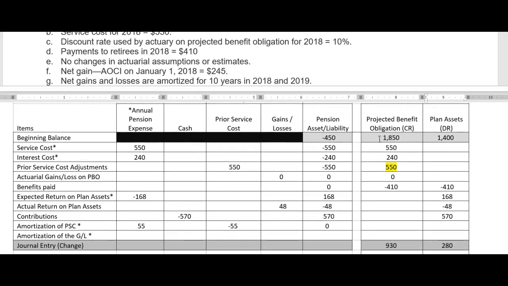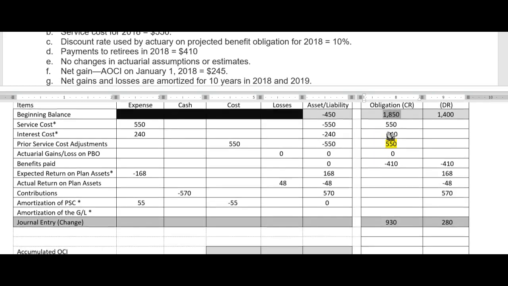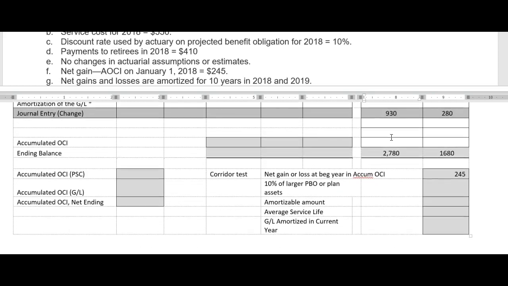So let's go up. We had 1850 in the PBO and 1400 in the plan assets. So which is larger? Well, the PBO is larger, so we're going to take 10% of that. That would give us 185. So always take the 10% of the larger balance, so we're going to get 185.